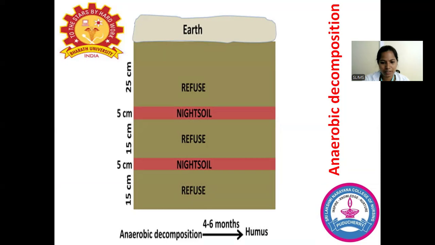So the first layer is refuse that we have to fill for 15 centimeter thickness, and over that the second layer is night soil, followed by refuse for 15 centimeter thickness, followed by night soil 5 centimeter thickness, and next to the topmost layer we have to fill the refuse for at least 25 centimeter thickness, and over that we have to cover with earth. So this is how it is taking place. Throughout the period, the anaerobic decomposition will take place, and it takes about 4 to 6 months to convert it into humus. At last they will take it out and use it for the purpose of agriculture.